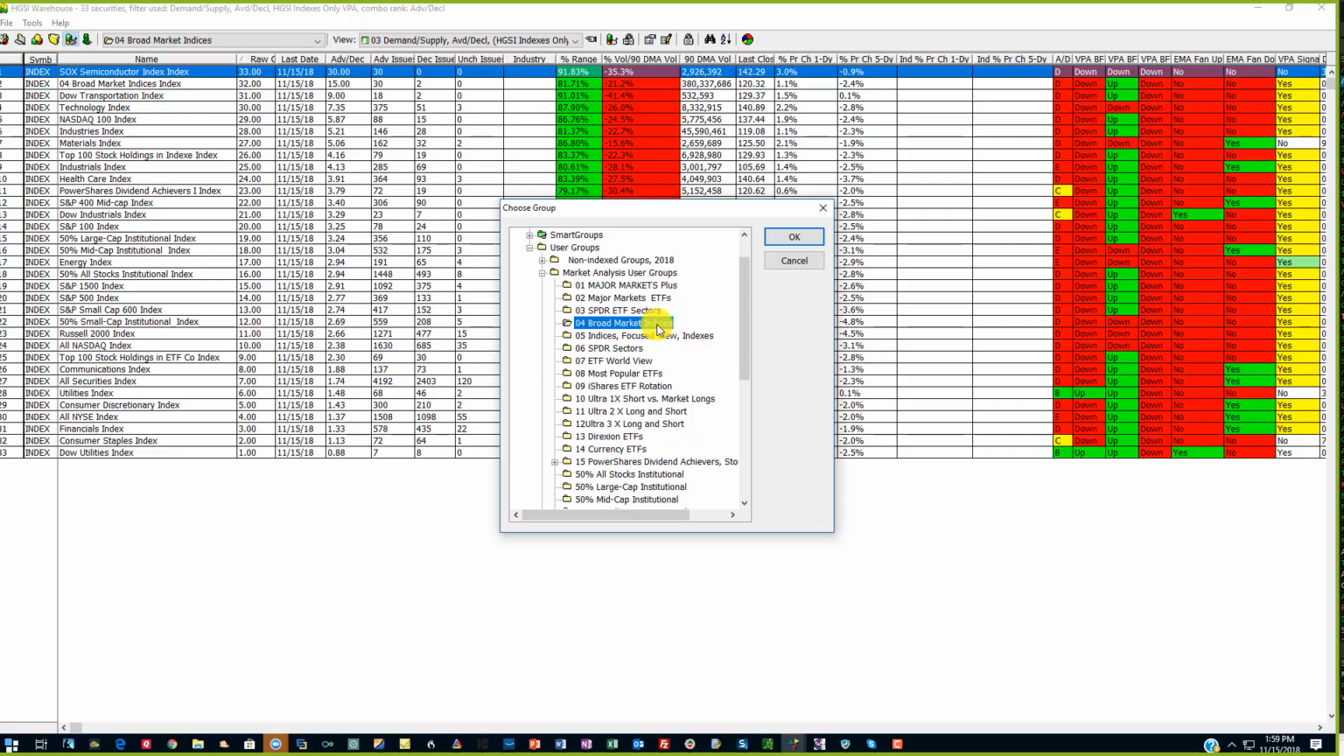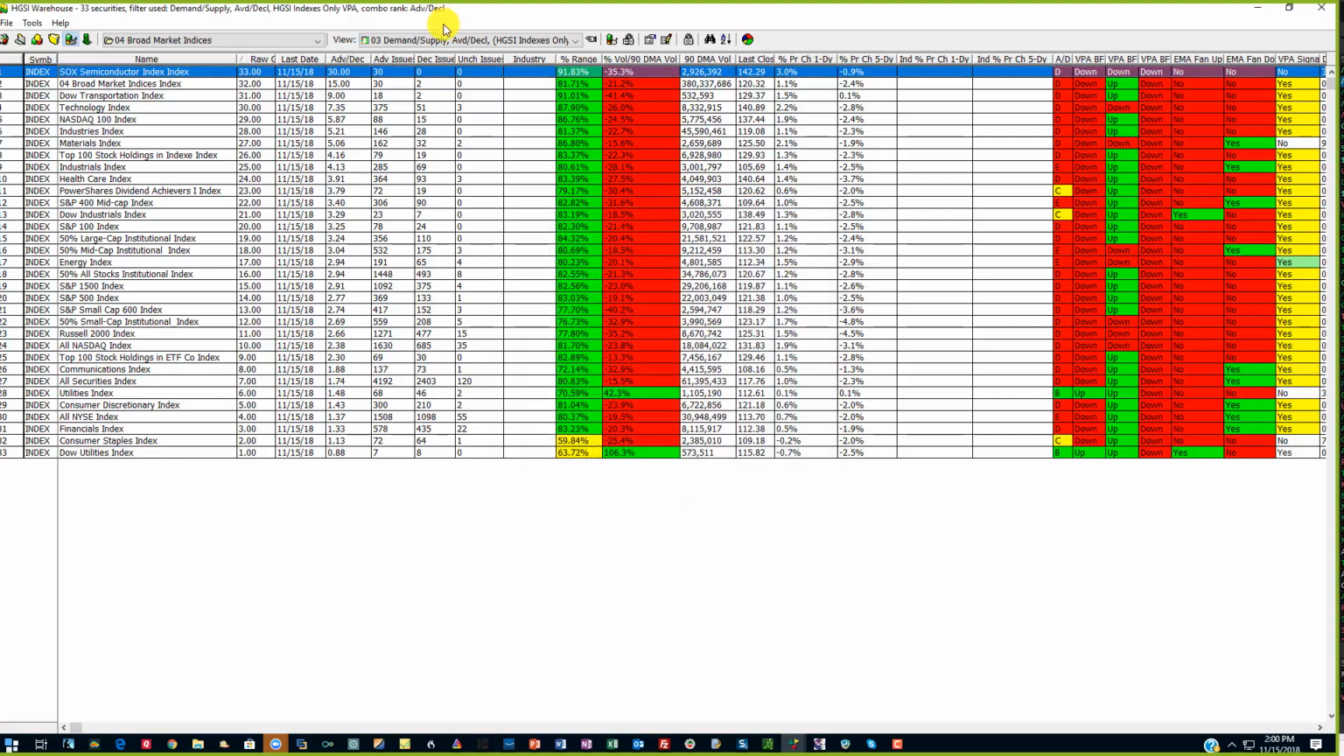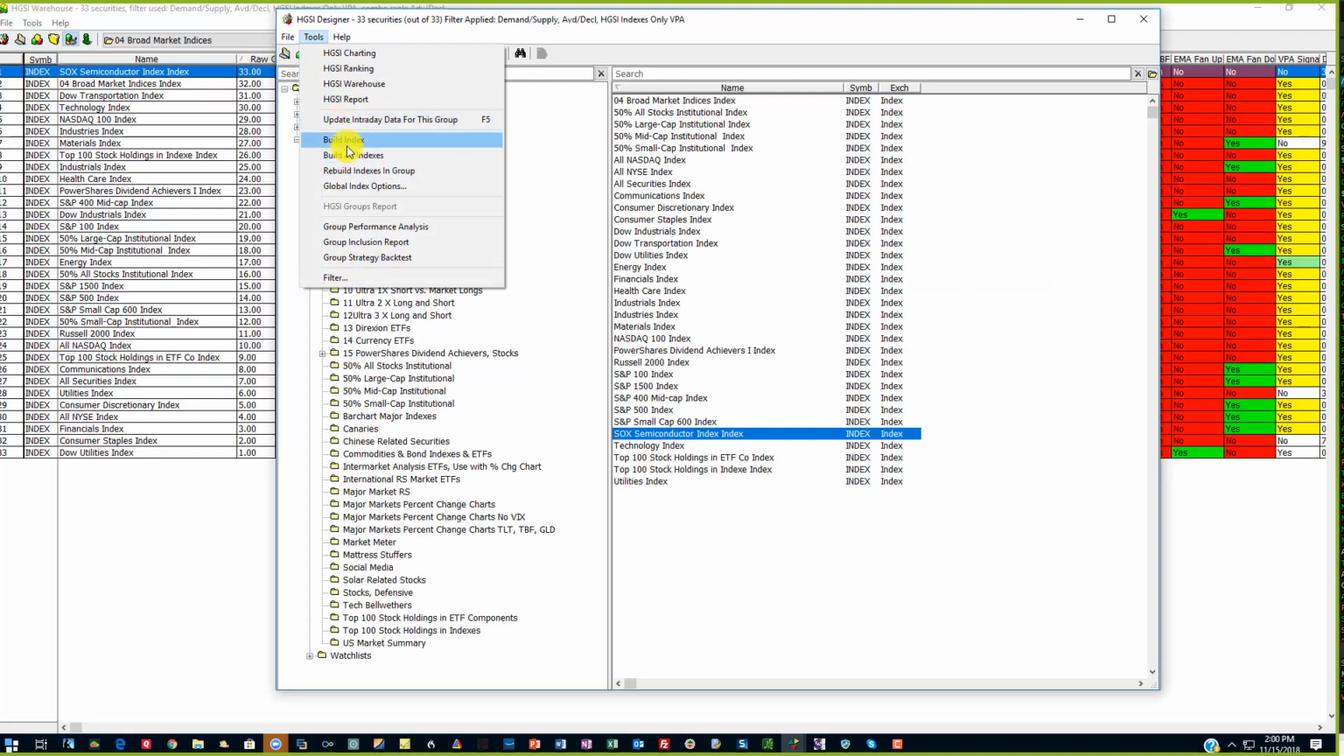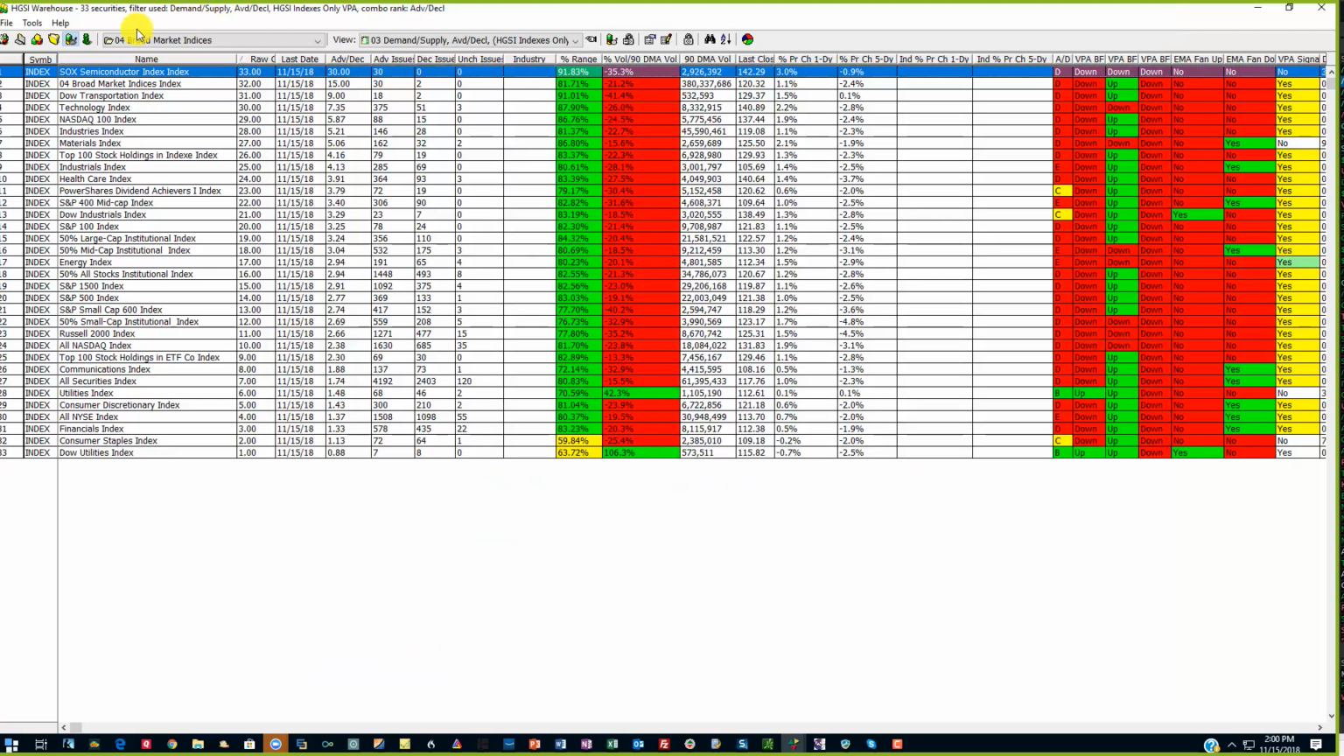There's been a little confusion about this, so let me show you how to do it, although I'm not going to go ahead and do it. But if you're updating in the background during the day, and if you want the broader look at the market, that's why I call these my broad market indices, you can just go into the designer and build all indexes. If you just want the industry groups, all you have to do is go into the industry groups.